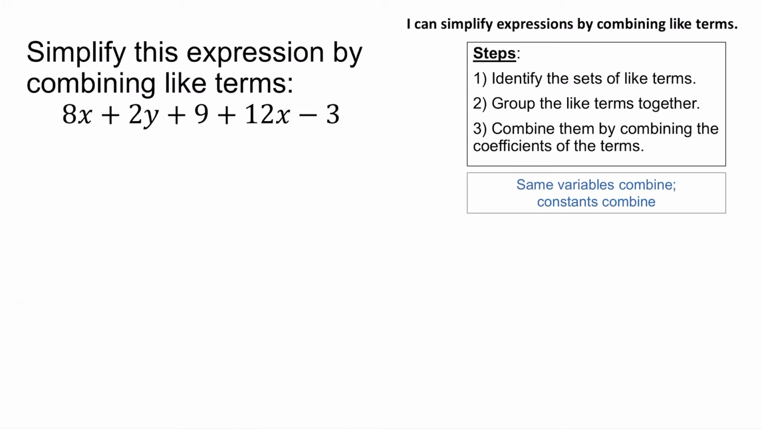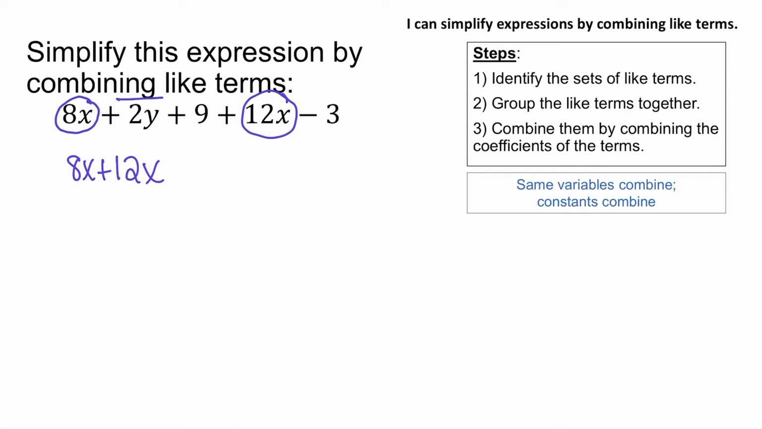So let's try simplifying this expression by combining like terms. So when I go through and I try to identify the sets of like terms, I like to work from left to right. So I'm going to start off with this 8x term, and then I'm going to scan my problem and look for any other terms that have an x. So I notice this 12x term. So I'm going to write these two terms together because I know that they are like terms.